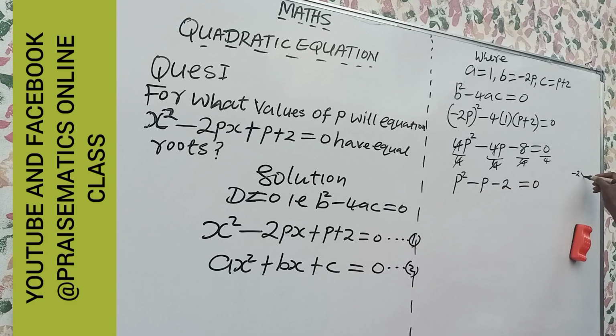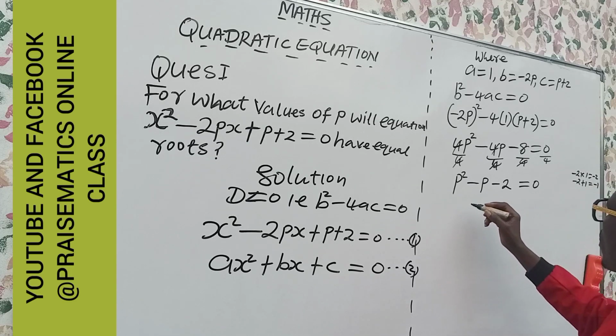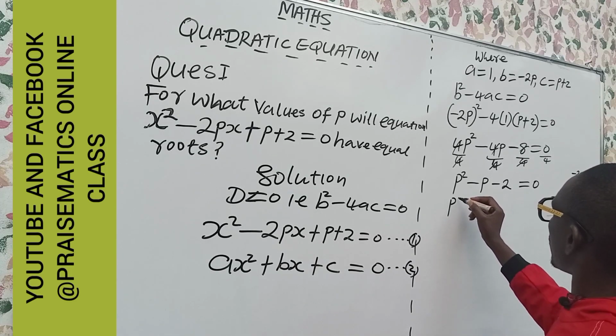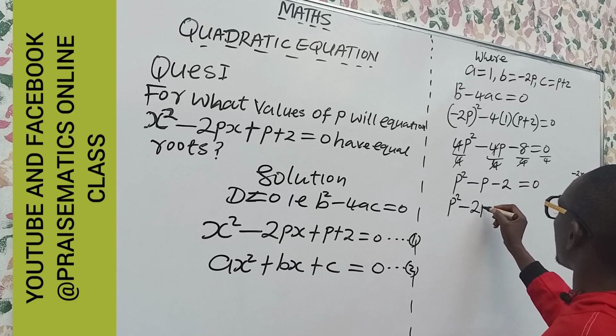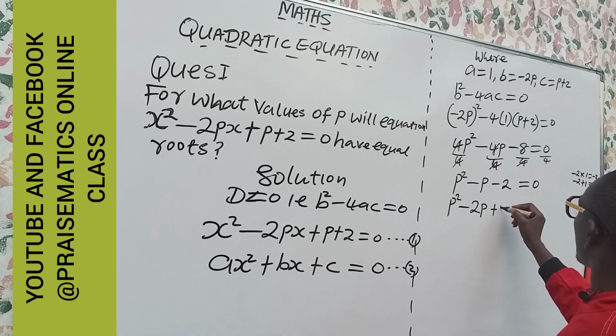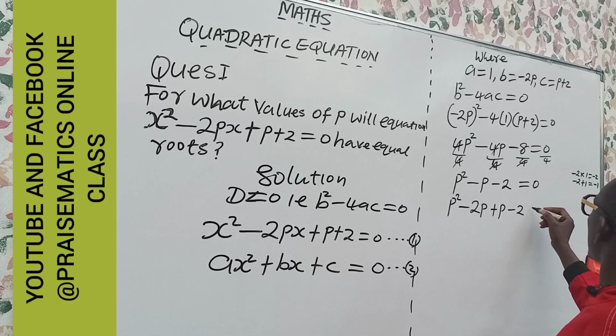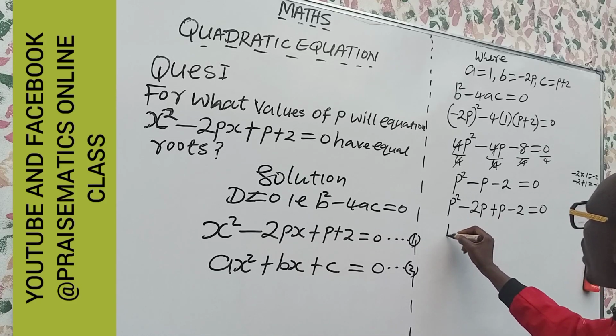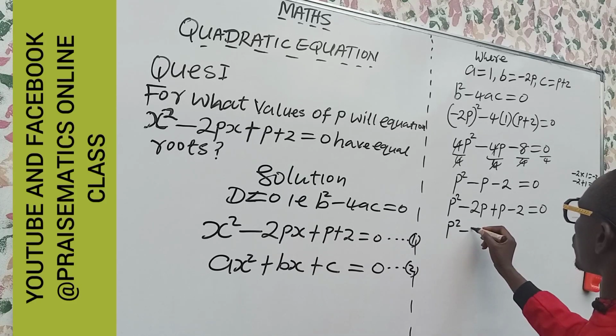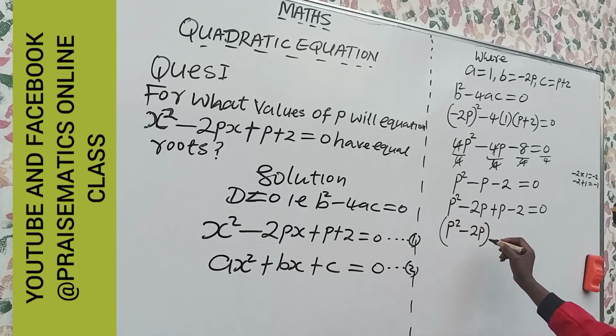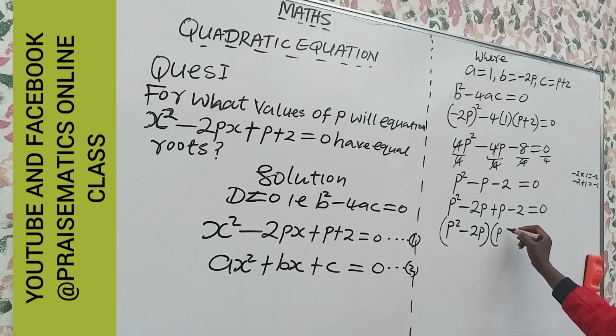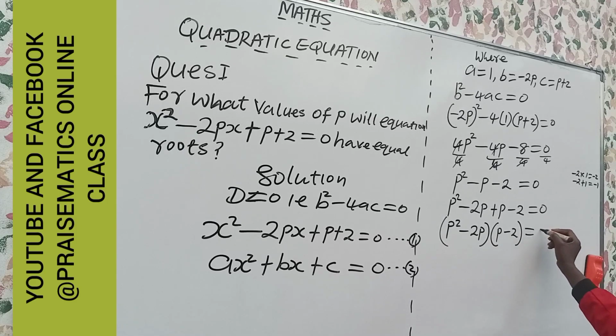Minus 2 times 1 will give us minus 2. Minus 2 plus 1 will give us minus 1. So our factors give us: p squared minus 2p plus p minus 2 is equal to 0. So what do we have? p into p minus 2, all equal to 0.